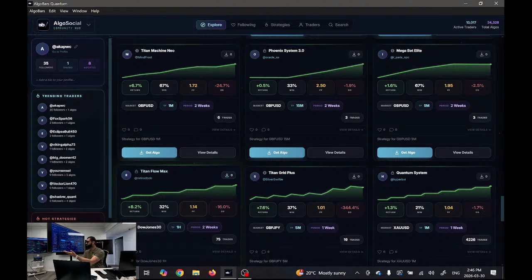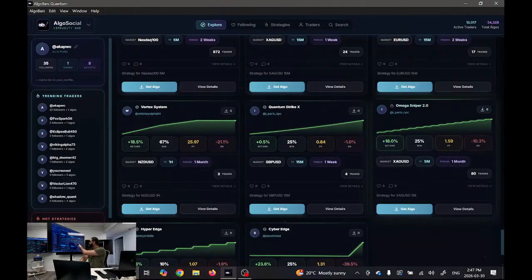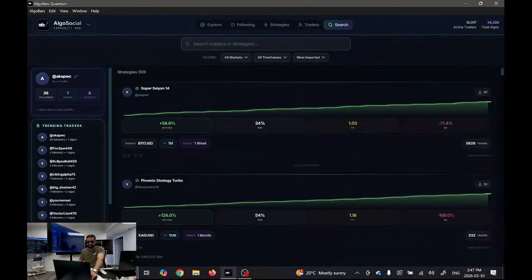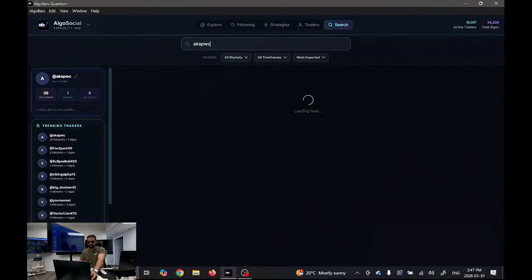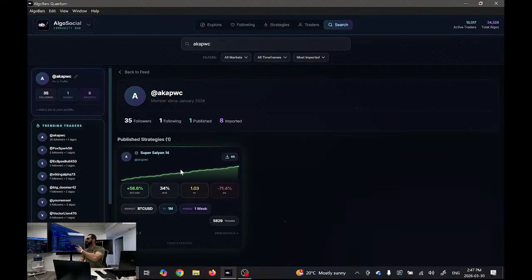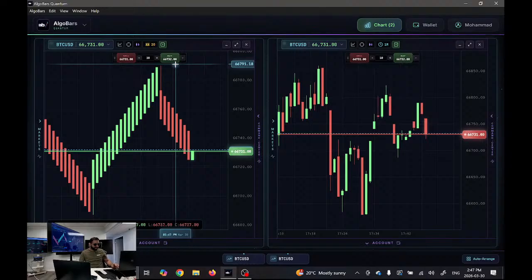Like this one does 8% return on Dow Jones in 2 weeks. This is pretty good. It's a pretty good strategy, okay? And this one did 18% return on what I think is gold. I mean, silver, okay? So you can actually find these random strategies that people have made. You can even find me, for example, if you search AKPWC, you'll find I have this strategy that I've posted. Obviously, I just posted a random one, but you can go and post some strategies there as well. Let's see.